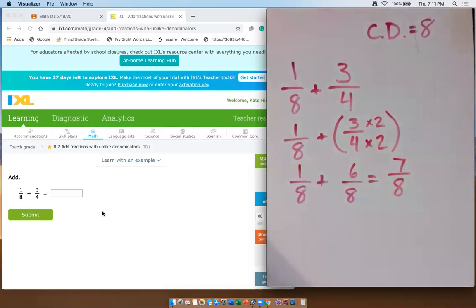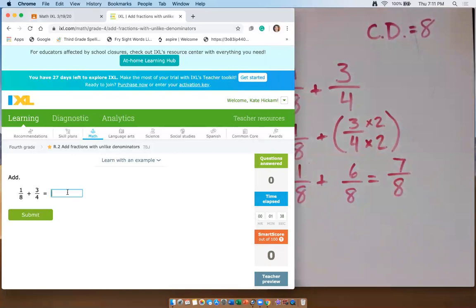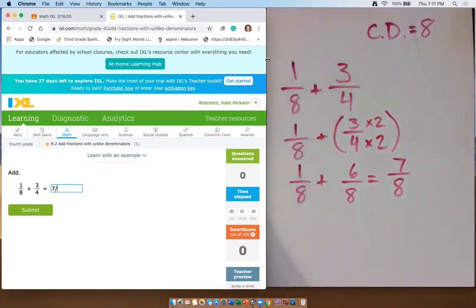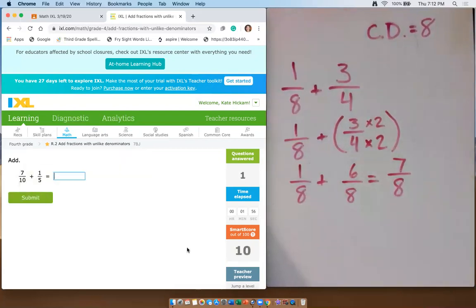What I'm going to do is come over to my IXL. I'm going to put 7, then slash, which is on the same key as the question mark. 7, which is my numerator, then slash 8. Now I'm ready for my next problem.